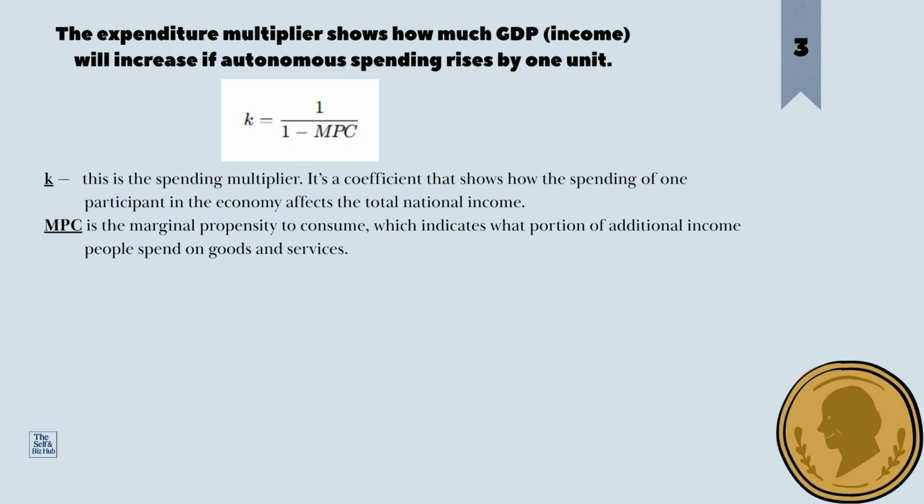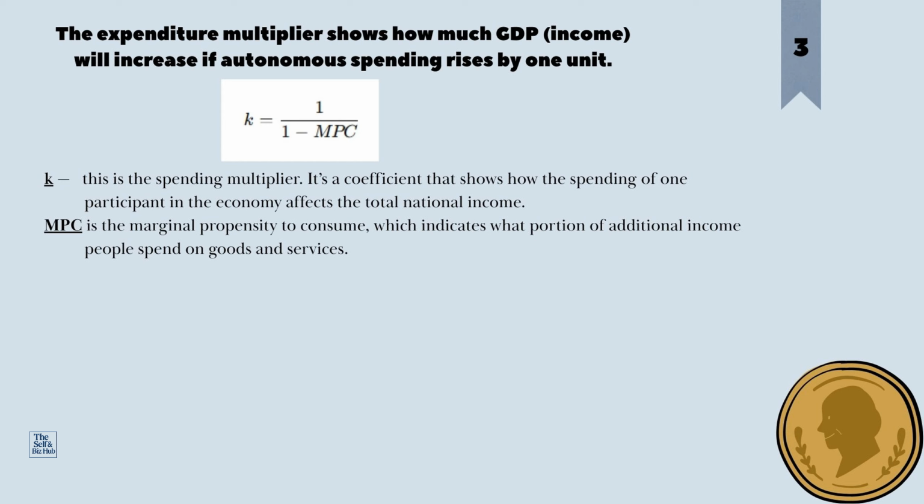Let's take a look at the formula. Don't worry, it's simple. On the screen, you can see the formula for the spending multiplier. K. This is the spending multiplier. It's a coefficient that shows how the spending of one participant in the economy affects the total national income. MPC is the marginal propensity to consume, which indicates what portion of additional income people spend on goods and services.